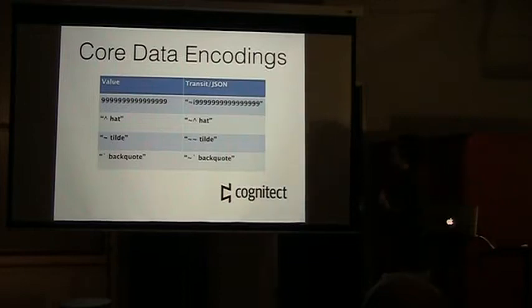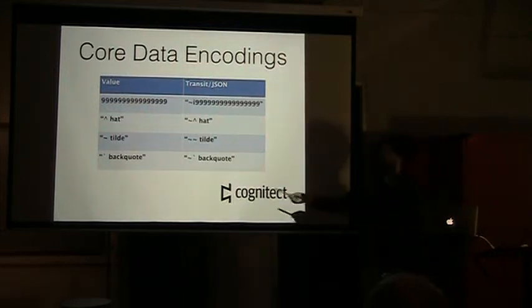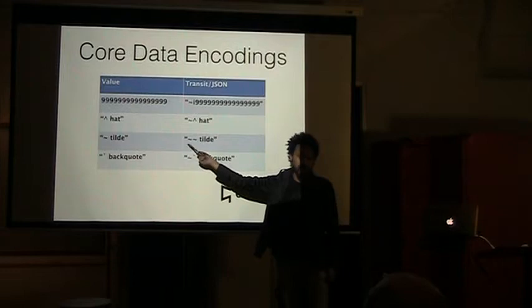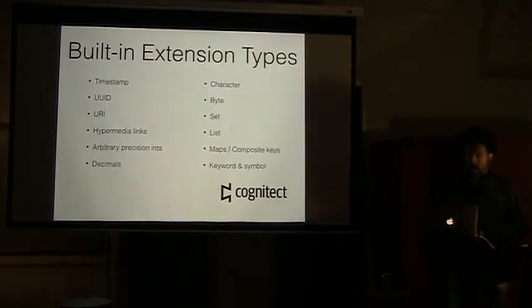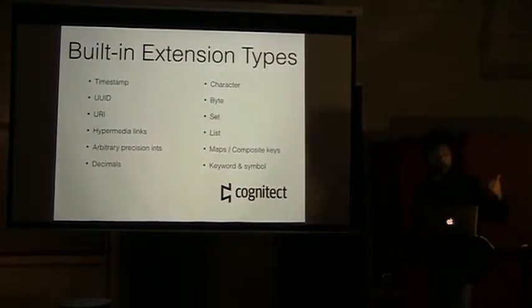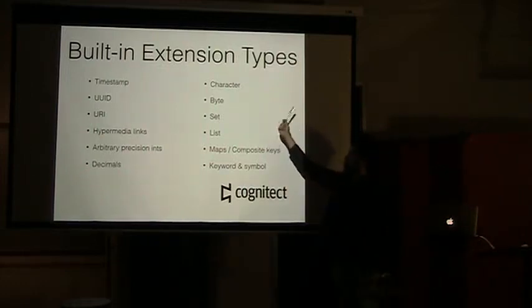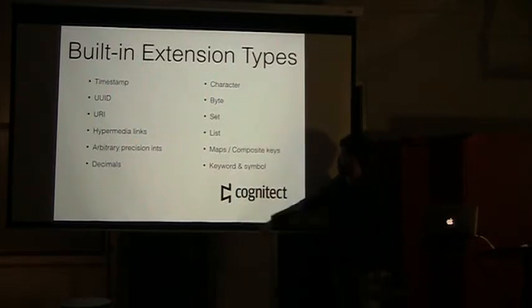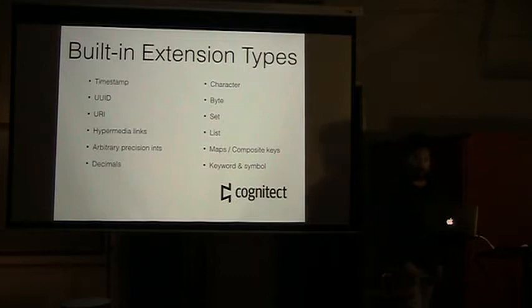But this does mean, and some people often ask about this, that if a tilde appears in a string, when we encode it, we have to escape it, so we know that it was originally a real tilde and not part of the format. So these are the other things you get. I showed some basic stuff, but you also get timestamps, UUIDs, URIs, hypermedia links, arbitrary precision ints, decimals, bytes, which is binary information, characters, sets, lists, and maps with composite keys. And this is a very Clojure-specific thing, but something that common Lisp people also understand: we want to be able to put keywords and symbols into our data structure, so we have first-class support for keywords and symbols.